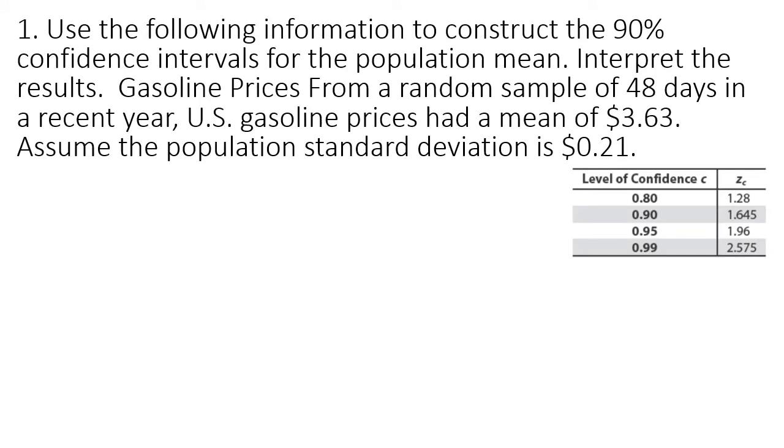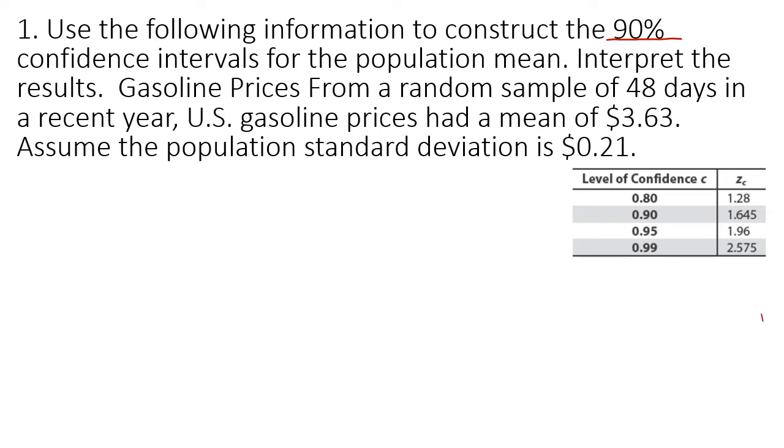In this chapter, we're going to calculate a lot of different confidence intervals for various population means or p-hat parameters. So our first one we're going to do here is we're going to use the formulas, and then I'll show you how to do it in Excel. So we're going to be constructing a 90% confidence interval for the population mean and interpreting the results.